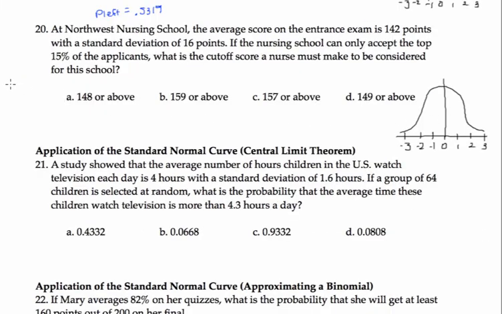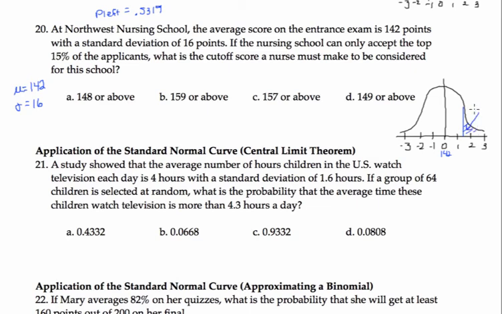Okay, the average score on this entrance exam is 142 and the standard deviation is 16. I want the top 15%. Well, if the average is 142, that's right here. I want the top 16%. I don't know, maybe right here. I'm kind of guessing.